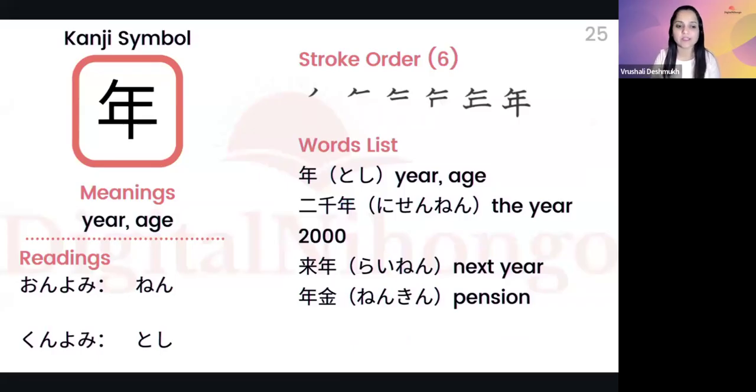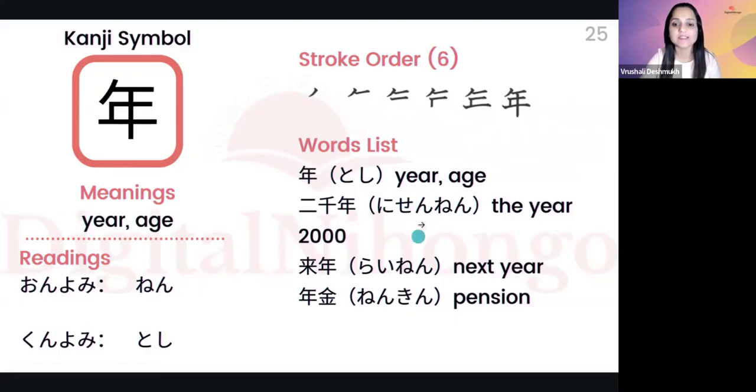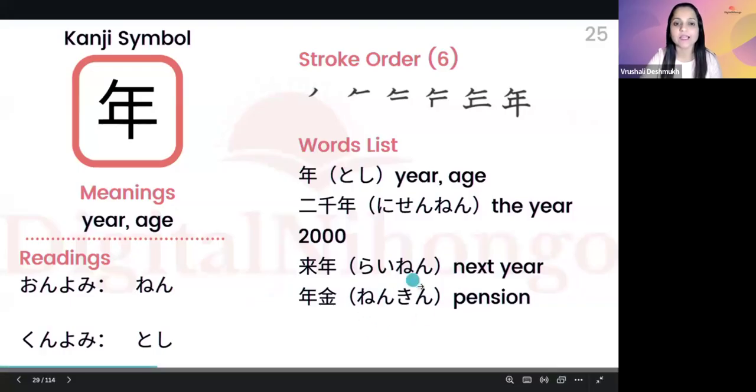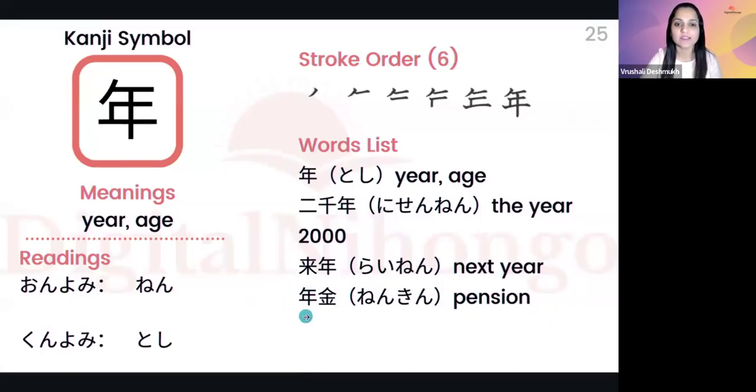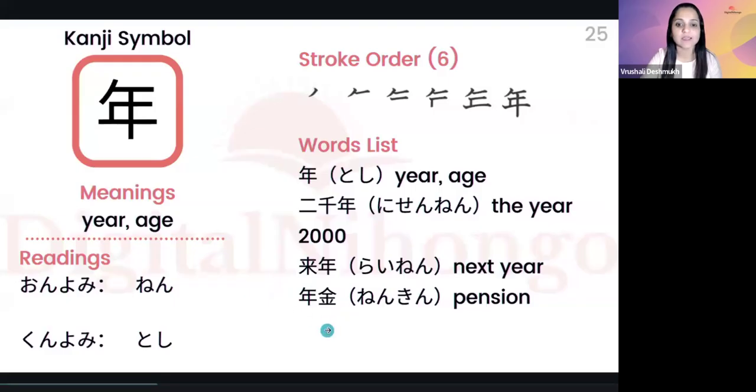And the last kanji for today is nen or toshi. Year. Nen or toshi. It is year or age. Ni sen nen is year 2000. Ni-sen is 2000. Rai-nen, next year. This is the kanji of kuru, kimasu, to come. The year which is to come is Rai-nen, next year. Nen-kin is pension. If you see this word, nen and kin. Nen is year, kin is the kanji of money, kane. Right? Nen-kin, pension.